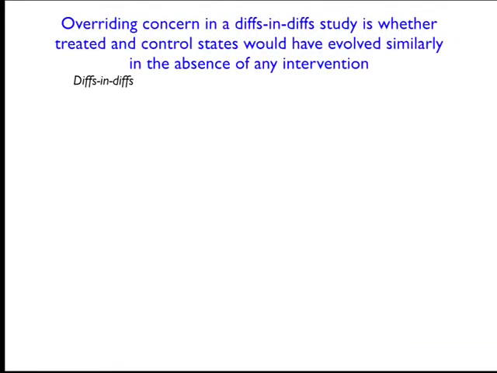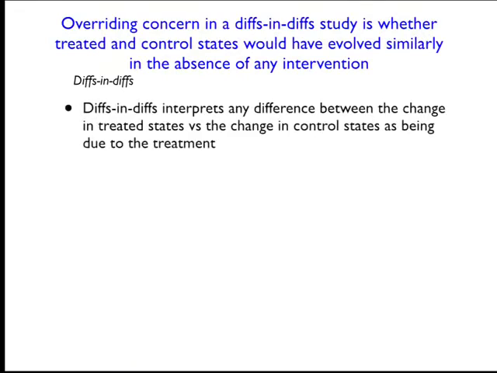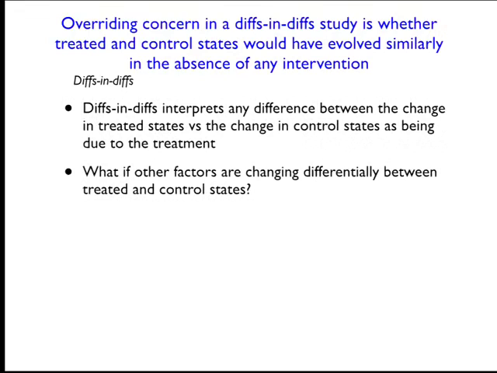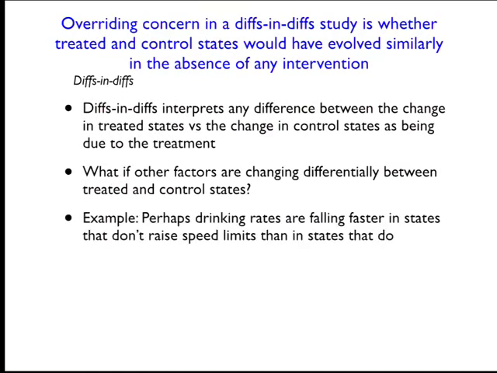So the overriding concern here is going to be whether the treated and control states would have evolved similarly in the absence of the speed limit intervention. In particular, we need to think about whether there are other factors that could be changing differentially in the treated states versus the control states. So for example, if it turned out that alcohol drinking rates were falling faster in states that don't raise speed limits than in states that do, that would create a bias in our estimates, right?